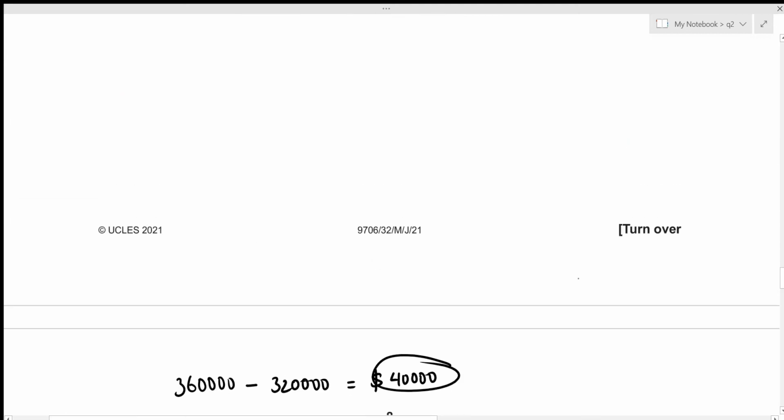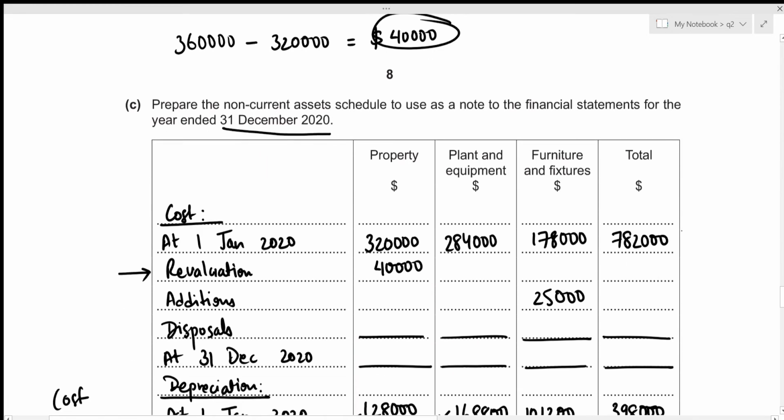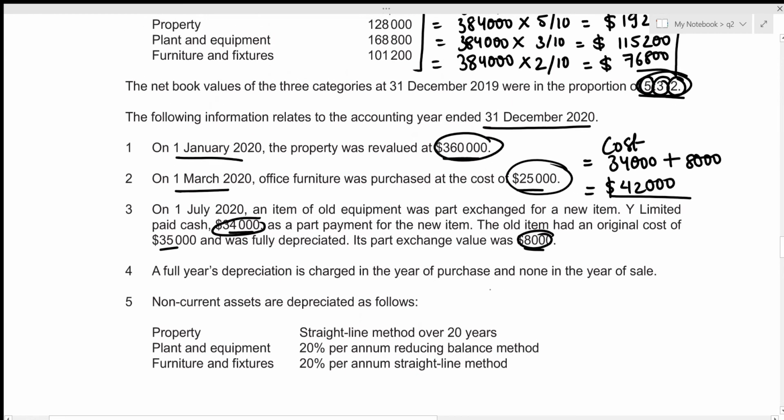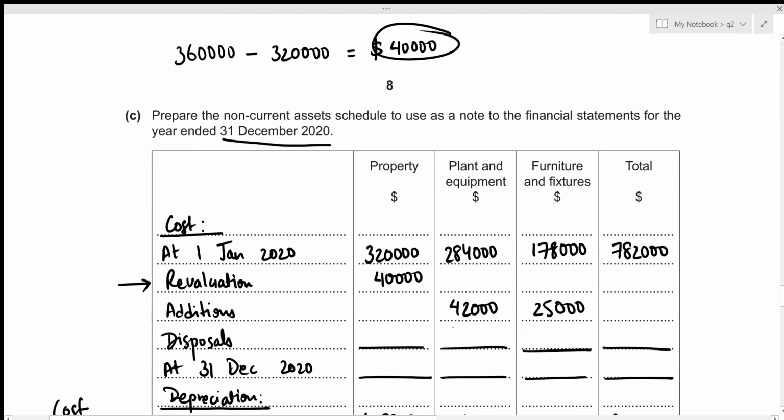Let's have a look above. And we were told that on 1st July 2020, an item of old equipment was part exchanged for new item. And we can see that the cost of the new item was 42,000. So let's record this in additions in the cost section. So that's additions for plant and equipment of 42,000. But we also know that we part exchanged an old equipment, right? So we need to subtract that disposed equipment's cost in the cost section. So that's 35,000 cost of the old item, right? So we need to subtract this under disposals. So that's going to be 35,000.